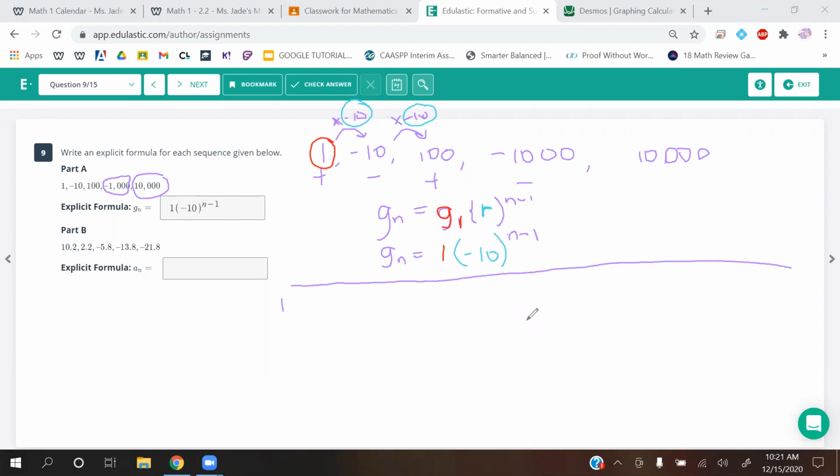So we have 10.2, and then we have 2.2, it's a comma. And then we have -5.8, -13.8. There's a point there. And then -21.8. All right. So does anyone know, are we adding, subtracting, or multiplying? What are we doing and by what?